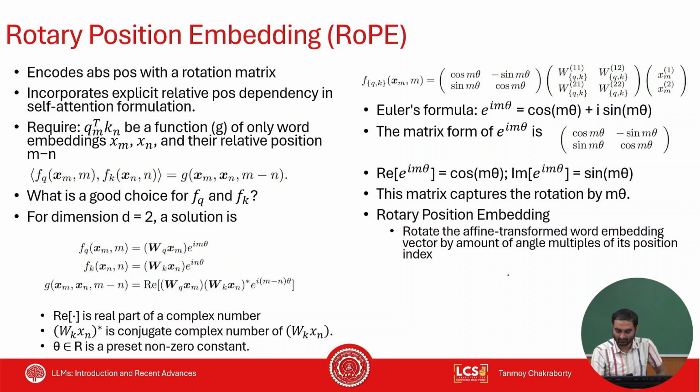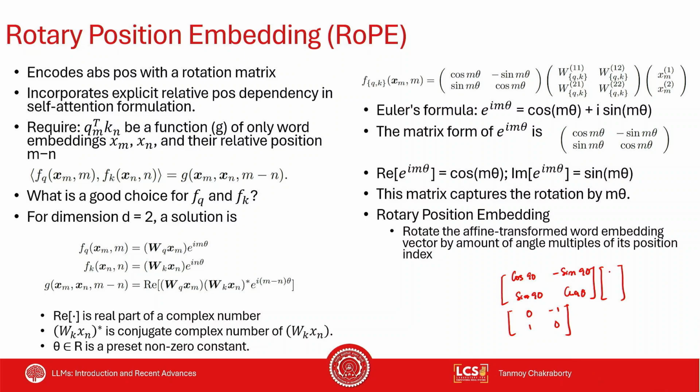Just to verify, take this matrix: cos 90, minus sin 90, sin 90, cos 90. Essentially, this is 0, minus 1, 1, 0. I claim that this is a rotation matrix. Let's say you apply this rotation matrix to the vector 0, 1. If you multiply, what is going to happen? Minus 1 and 0, right? What is minus 1, 0? Minus 1 on the x-axis and 0 on the y-axis. It basically rotated the vector by 90 degrees anti-clockwise.